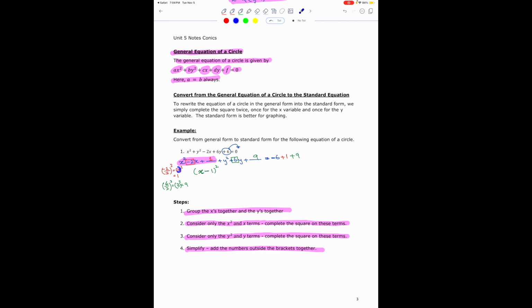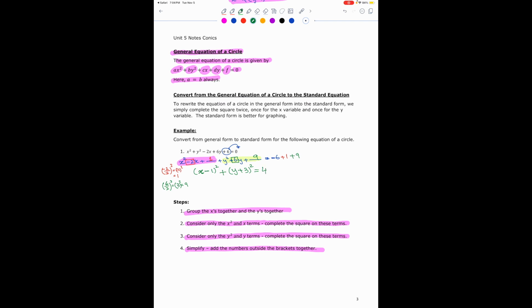Or it's basically this value right here. Same with the y variable, so I will be able to rewrite this expression as y plus 3 all squared. That is the square root of the first term, the sign of the middle term, square root of the third term, all squared. And then equals, and then I will add all of these together. Negative 6 plus 1 is negative 5, plus 9 is positive 4.